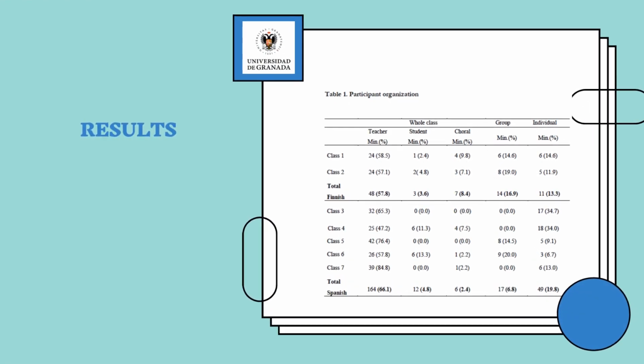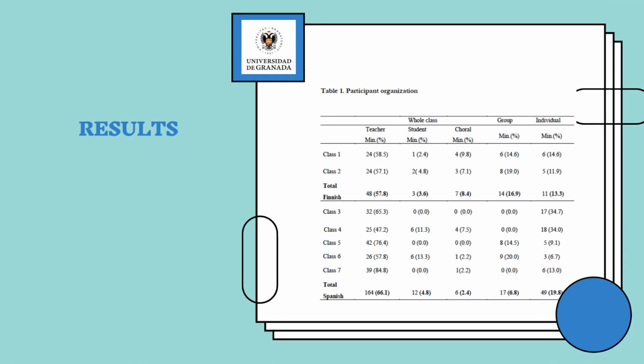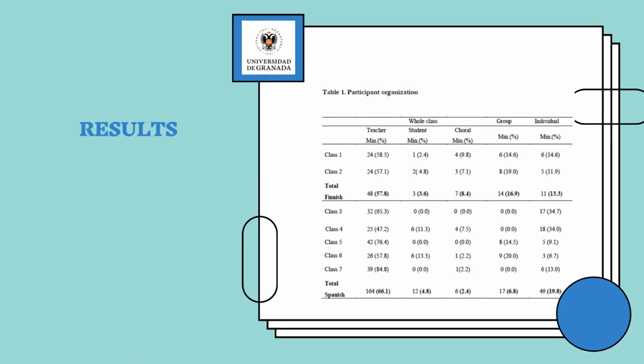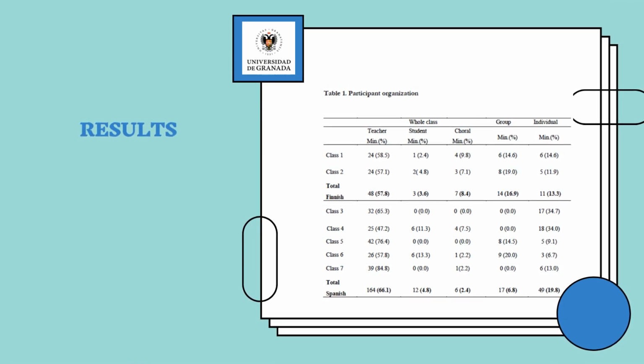And here I show some of the results obtained. The figures in Table 1 show participants' organization. There we have the amount of minutes as well as percentage of total amount of time spent on the following categories: whole class, group work, and individual work. As can be seen in Table 1, the whole class interaction dominates in all classes.